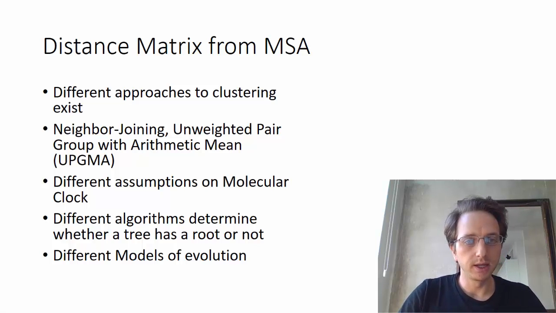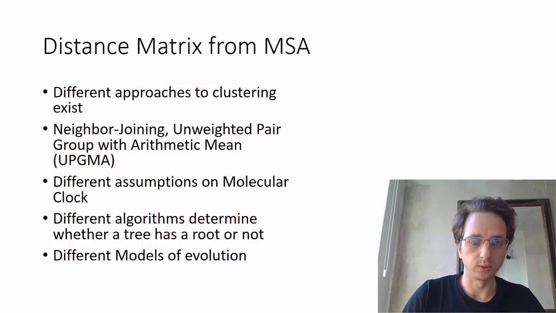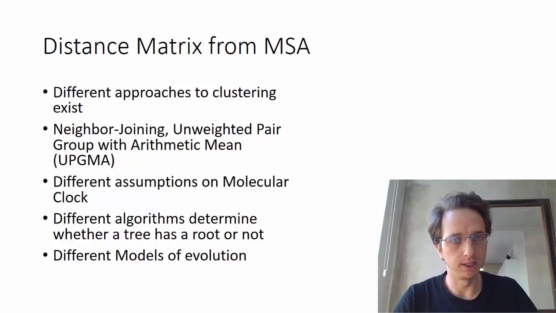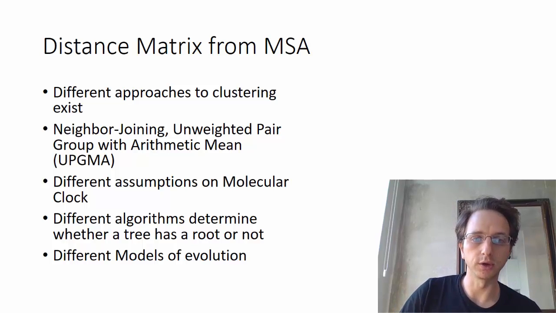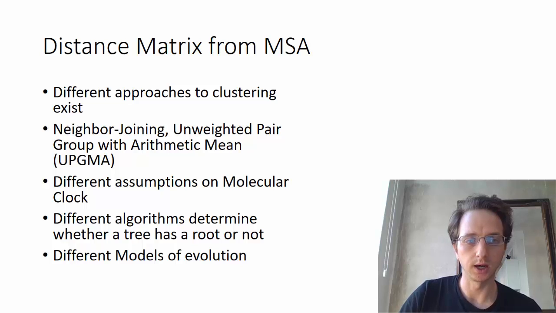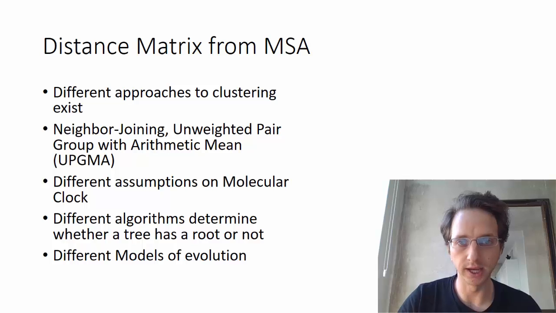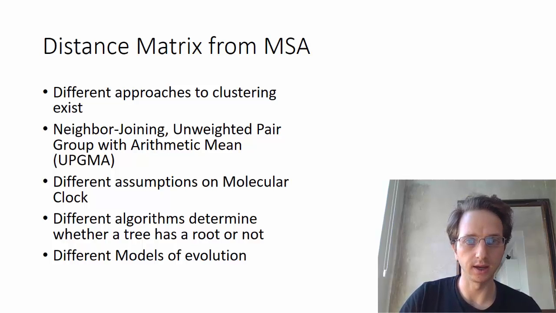So this distance matrix that came from the multiple sequence alignment, I used an approach that's called the unweighted pair group method with arithmetic mean, UPGMA for short. But there are different approaches to clustering. I think we've covered both UPGMA and neighbor joining in the course, but these algorithms have different assumptions on what's termed the molecular clock, or how fast mutations occur in a gene, and if they occur steadily, or if there are periods of rapid mutations and then periods of relatively slower mutations.